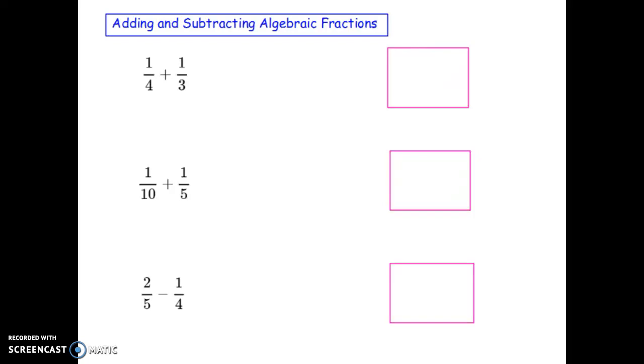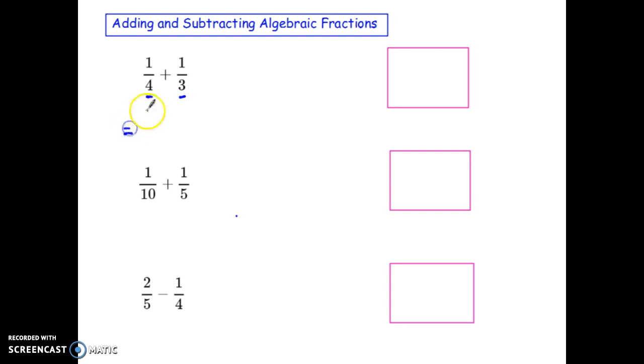In this video we're going to look at adding and subtracting algebraic fractions. But before we do that, let's have a quick recap on how we go about adding and subtracting regular fractions. You should recall that denominators have to match when we're adding and subtracting fractions. It's like having things in the same units.